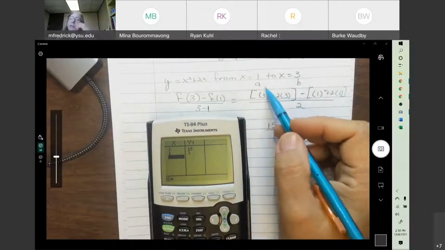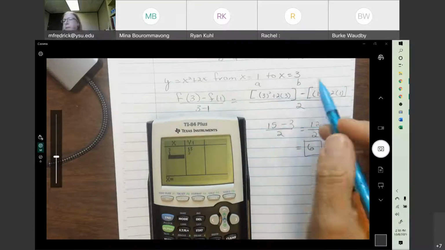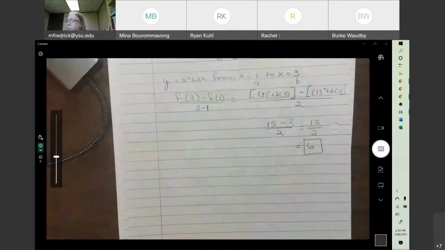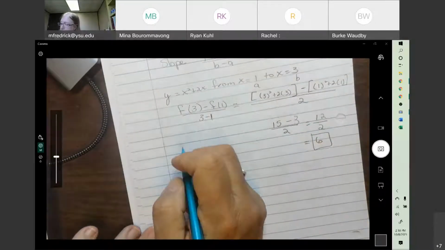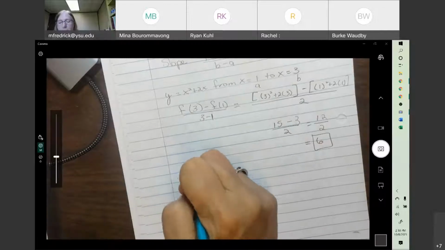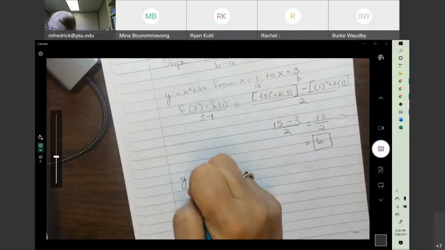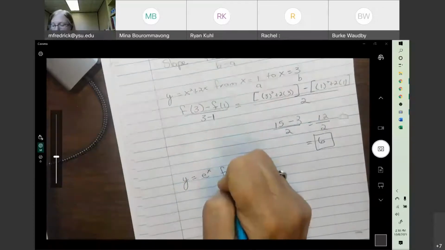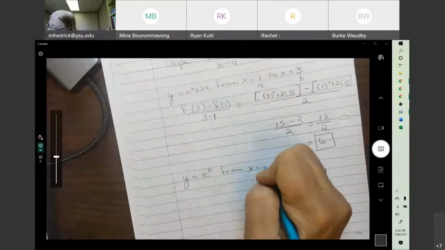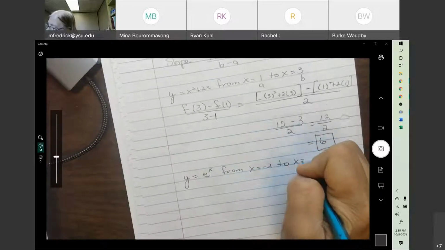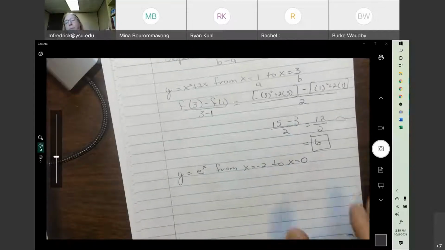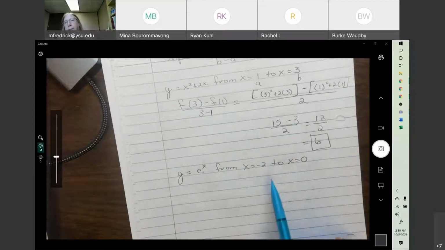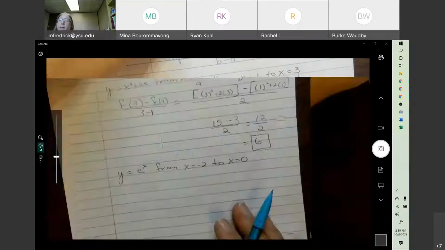I don't recommend plugging this all in at once. There's too many careless mistakes that happen. Well, the next one we're going to do is a nice one to just plug in all at once. If y equals e to the x from x equals -2 to x equals 0. It's not much to plug in, so entering it at once is nice. Also, depending on what you're plugging in, it has a lot of decimals, and we don't want to round, so it's nice if you can enter it all at once.